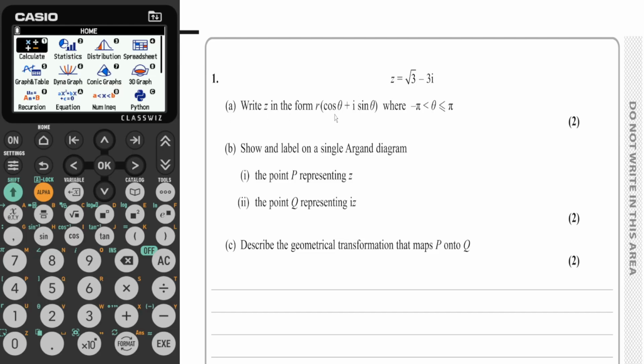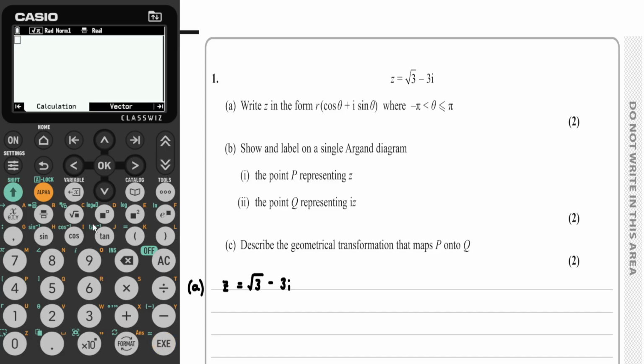Part A. Write z in the form r multiplied by cos theta plus i sin theta, where theta is in between negative pi and pi. Here we have z. We can use our calculator to find out what r is and what theta is.